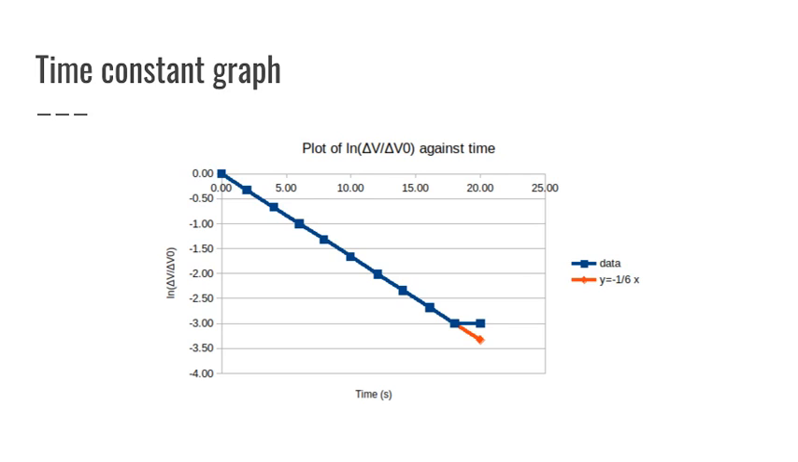We expect the slope of the graph to be the negative reciprocal of the time constant. As you can see in the graph, the slope is minus 1/6. This tells us the time constant has a magnitude of 6 seconds. This is the time at which the voltage difference has dropped to 1 over e of its original value.